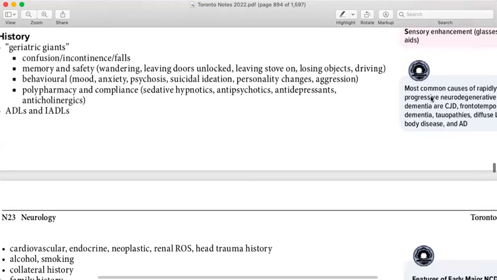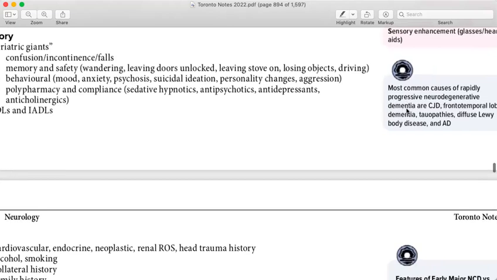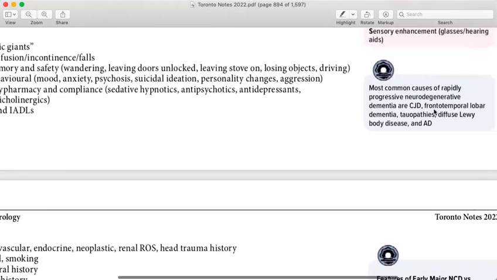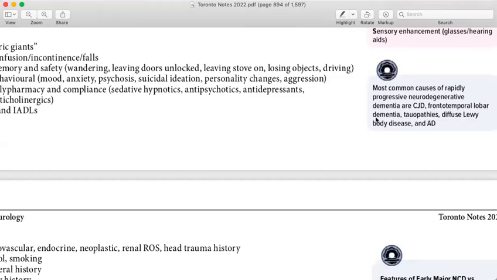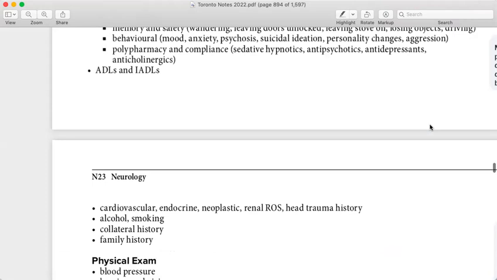The most common causes of the rapidly progressive neurodegenerative disorders are CJD, Creutzfeldt-Jakob disease, frontotemporal lobar dementia, tauopathies, diffuse Lewy bodies, and Alzheimer disease. The most common is Alzheimer disease.